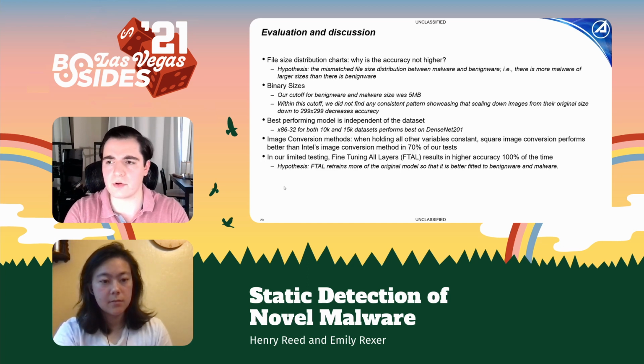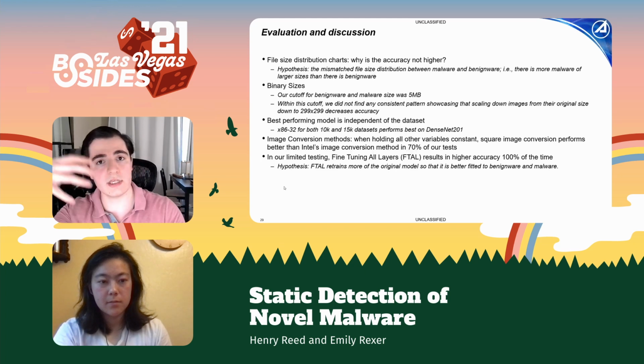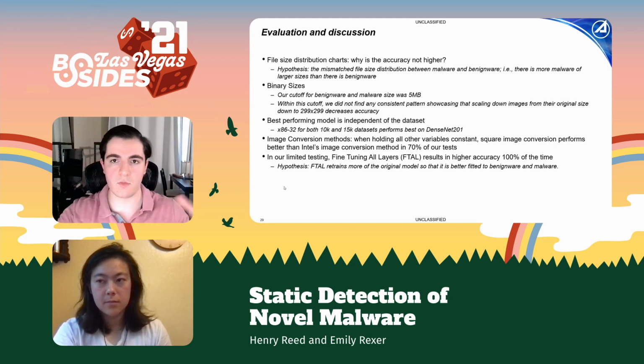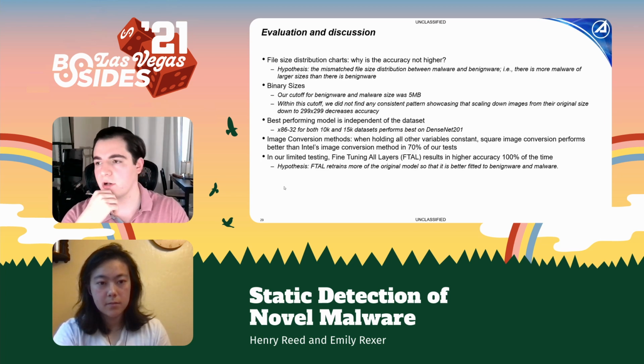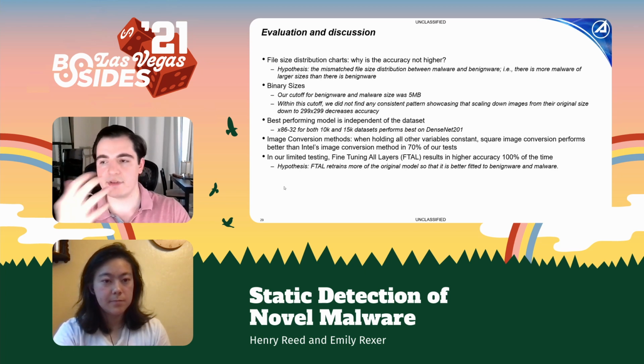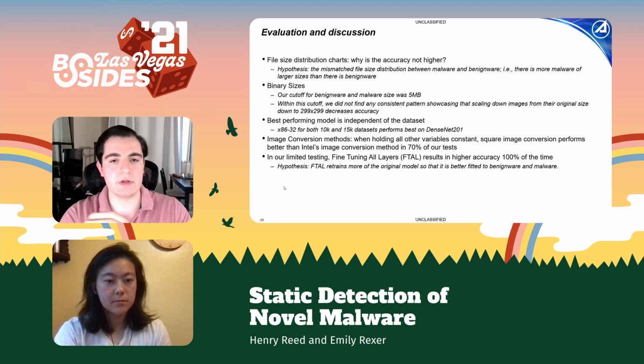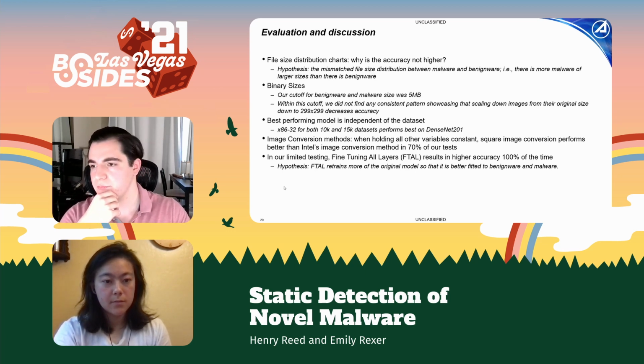The Intel and Microsoft paper also claimed that the larger the images got and the more you had to scale them down, the accuracy would measurably decrease. We did not find a pattern for that. Our cutoff was 5 megabytes. The reason why we picked that is we found that samples larger than 5 megabytes were pretty rare. We didn't want to introduce things like that. We wanted to limit our training data set. So given this cutoff, we did not find any consistent pattern showing that larger images scaled down somehow do worse or otherwise.